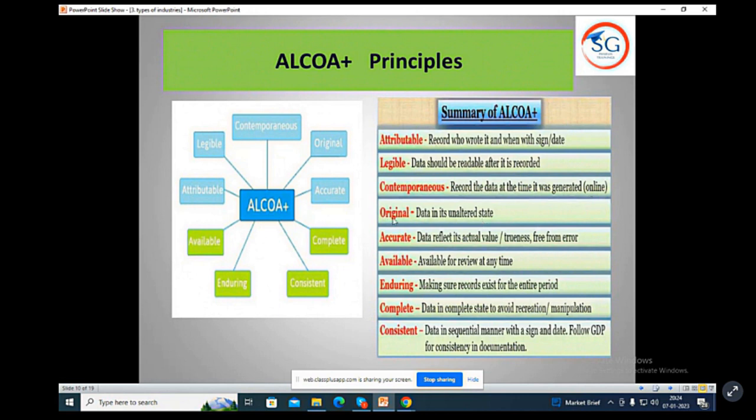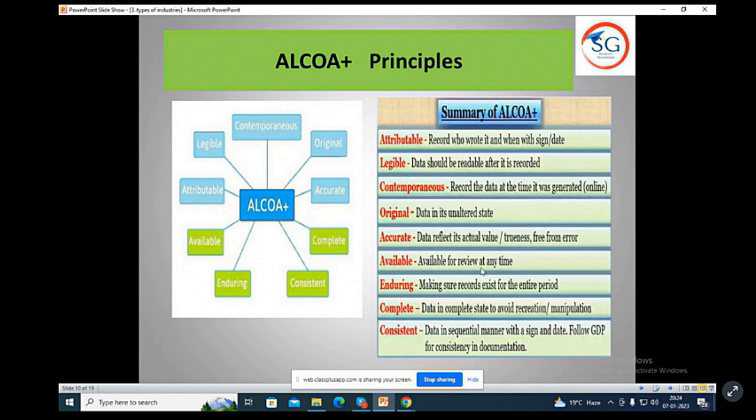Next point is O. O comes for original. Original means there should not be any Xerox papers in the batch record. Everything should be only original documents, in an unaltered state. And next is accurate, the last A. Accurate is nothing but the data reflects its actual value, free from error, so there is no data integrity issue. Accurate means correct information you need to provide in the batch record.